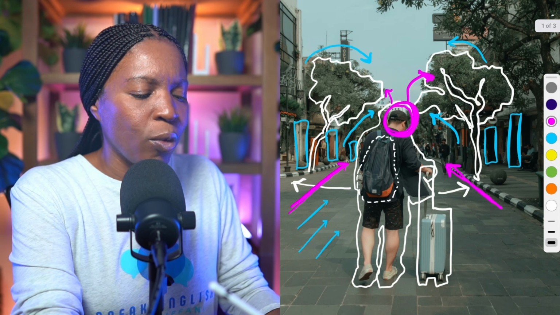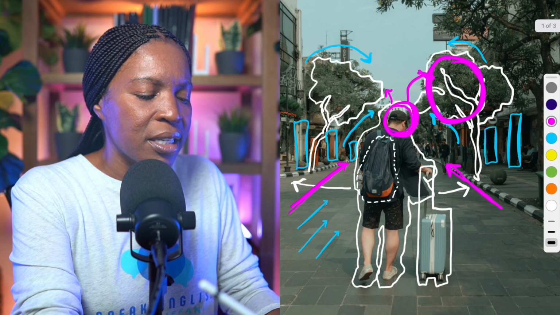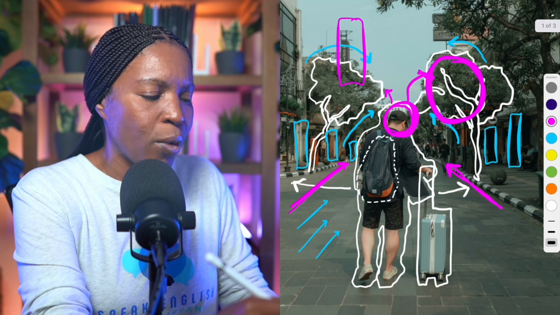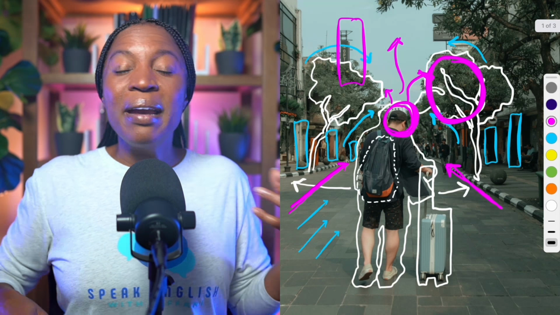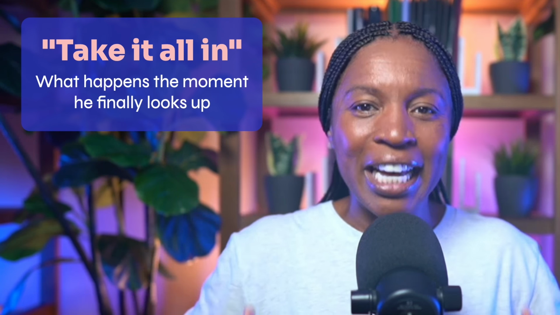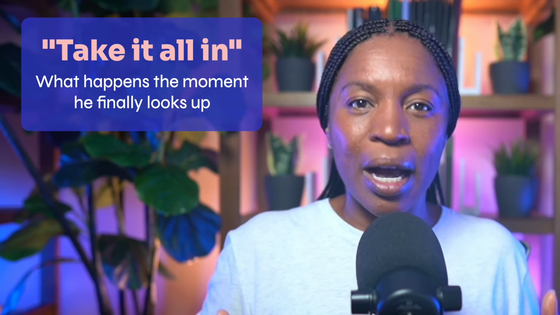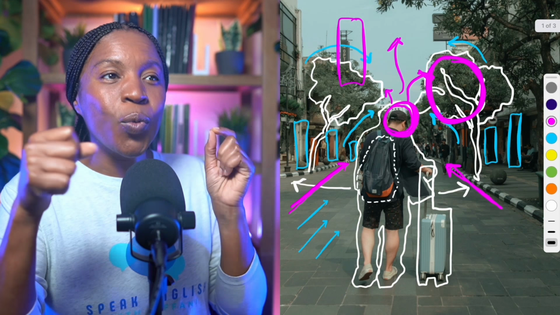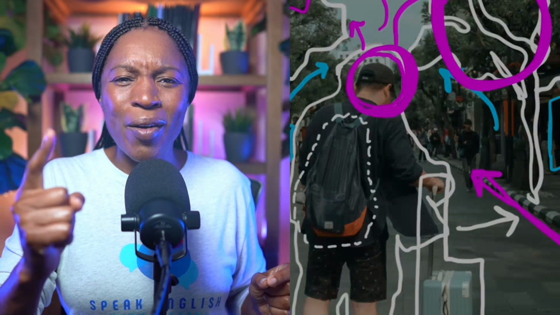Start to look around at the beautiful trees. Start to look up at the buildings around him and the sky. He might finally take it all in. The moment he finally looks up, he's getting his bearings straight. He's off the beaten path, but when he pauses and looks up and looks around, he starts to take it all in. That's the moment he finally looks up. These are the three expressions that we have gotten from this image, this world that we're in. Get my bearings, off the beaten path, and take it all in.